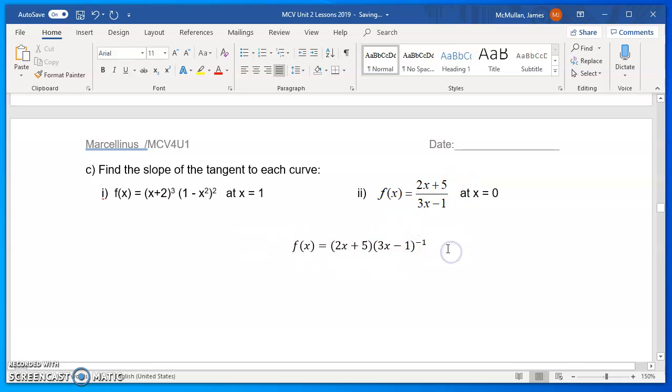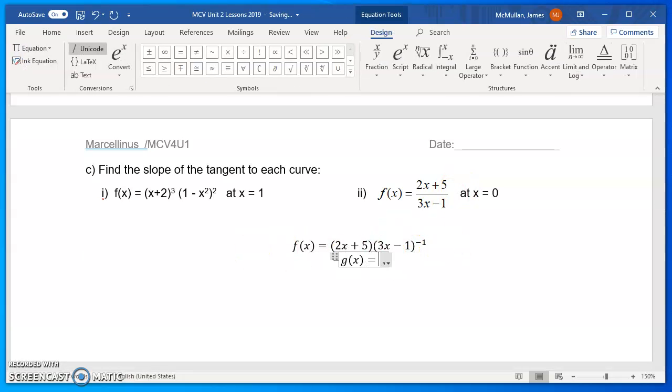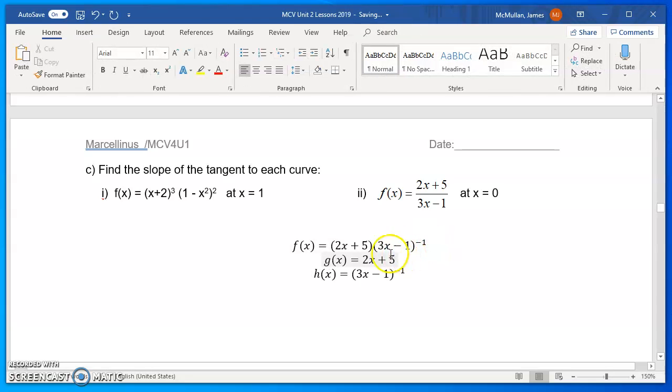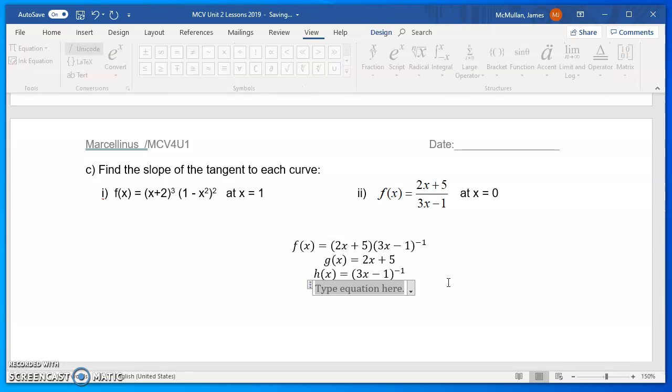Okay, so you can see what I've done here. I'm going to say my g of x is 2x plus 5. My h of x is 3x minus 1 to the power of -1. And now it really is a product, right? It's this g function times this h function, just remembering that this -1 is part of the h function because I'm bringing h off of the denominator to bring it up to the numerator, right? That's what a -1 exponent does. It flips you from numerator to denominator or vice versa.